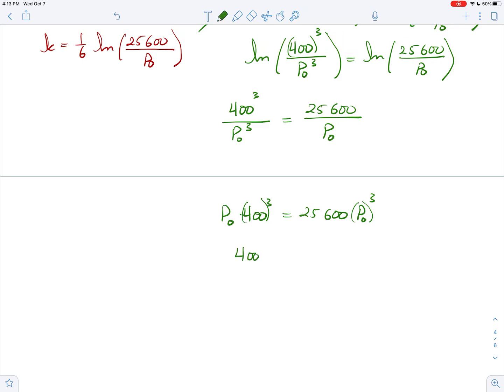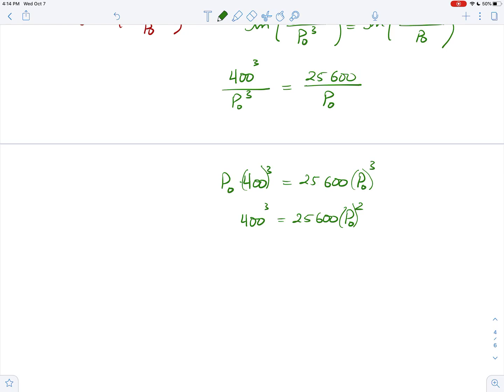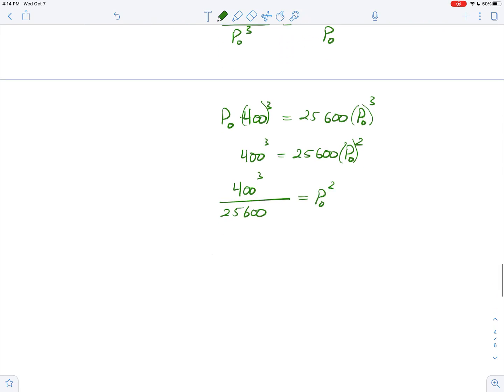And so I end up with 400 cubed is 25,600 times P naught squared. And so I'm going to solve, and I get 400 cubed over 25,600 equals P naught squared. And so when I solve for P naught, I get the square root of 400 cubed over 25,600. I'm going to erase this just a little bit. Yeah, wow, that looks awful. But pull out your calculators and simplify, and you actually just get 50.